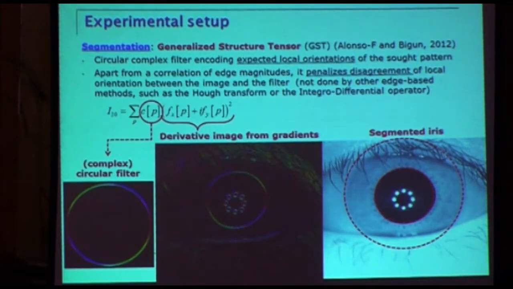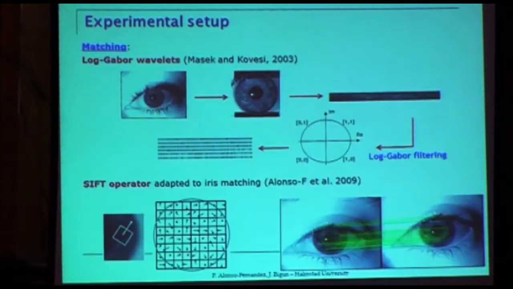For the iris segmentation, we use our own segmentator based on the generalized structure tensor, which has been proposed recently. This segmentator is based on the use of circular complex filters encoding the expected orientation of the boundary. This filter is convolved with a derivative image of the iris obtained from gradients here. So when the radius of this filter is the same as the radius of the target circle, then we get a maximum in this convolution in the center of the circle. So using this procedure, we are able to extract the two iris boundaries here.